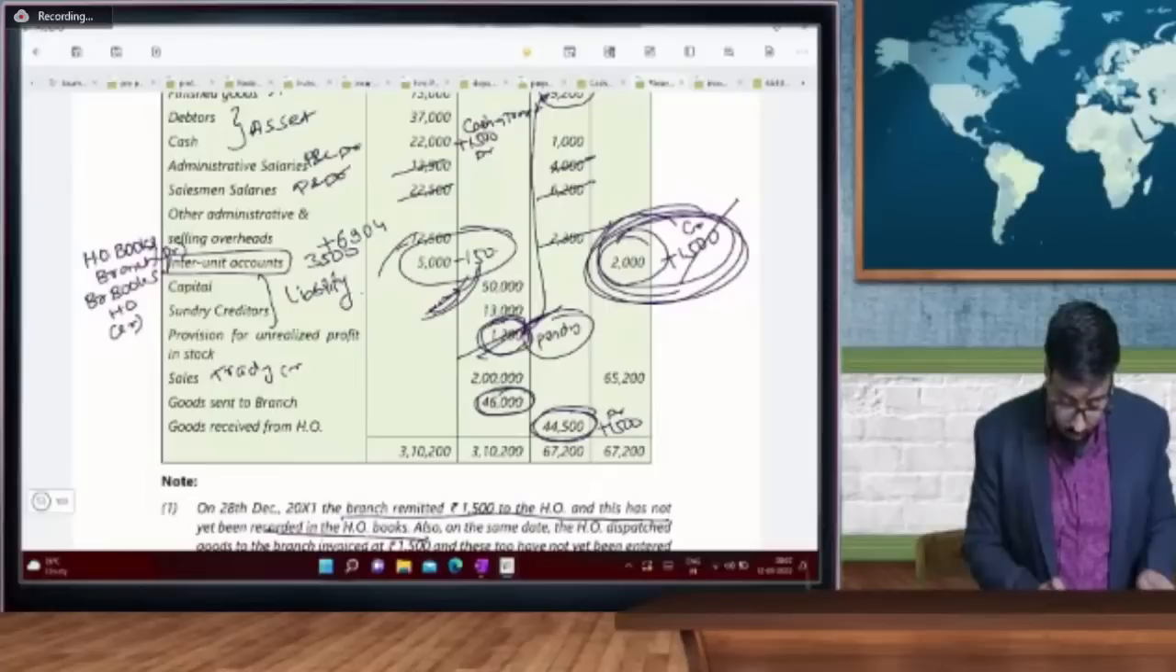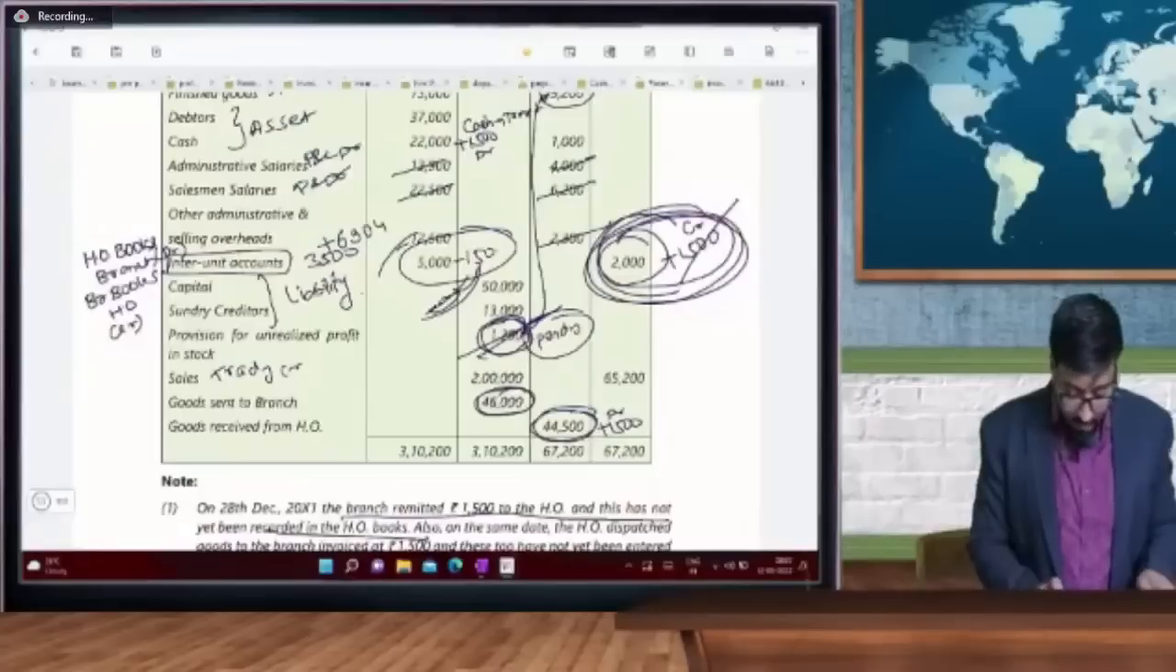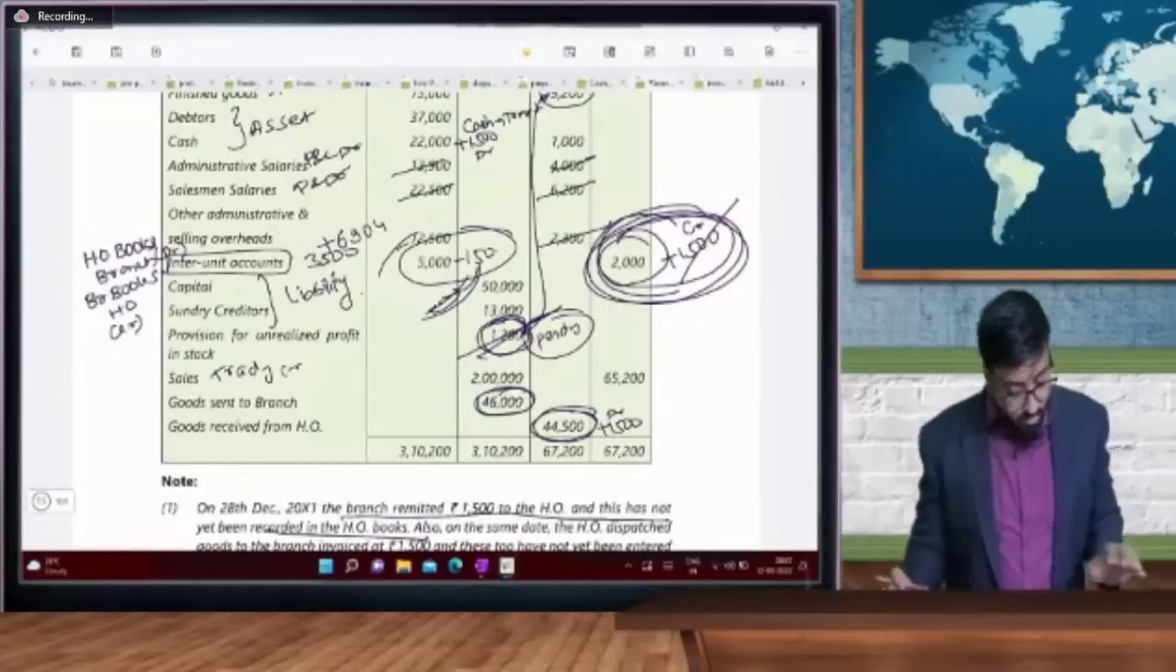In our book for HO, they have calculated closing stock and taken profit as the balancing figure. The working note is like costing type, sir. Can we follow this method in the exam? Yes, no problem. Otherwise, you follow my method. Yes, inter-unit account is only for cross tally.